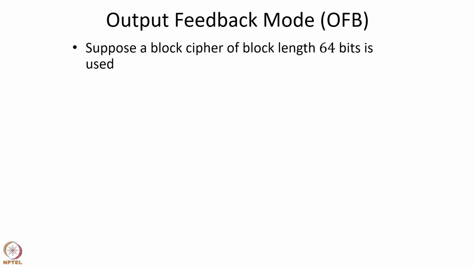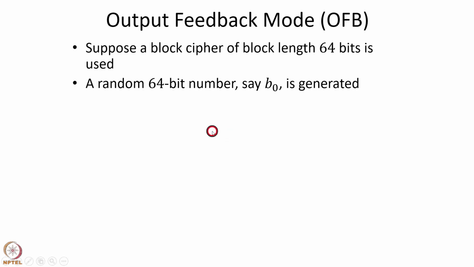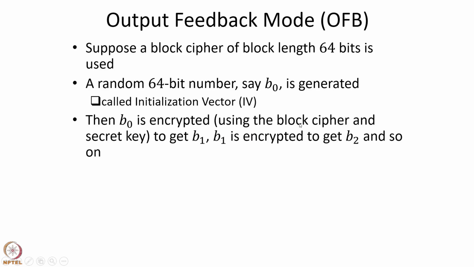Next, we discuss another scheme, output feedback mode or OFB. Suppose again that a block cipher of block length 64 bits is used. Then under OFB, first a random 64-bit number is generated. Let's call that B0. This is the initialization vector. Then OFB operates as follows. B0 is encrypted using the block cipher and the secret key to get B1, which is a 64-bit number. Then B1 is encrypted to get B2, and B2 is encrypted to get B3, and so on and so forth.